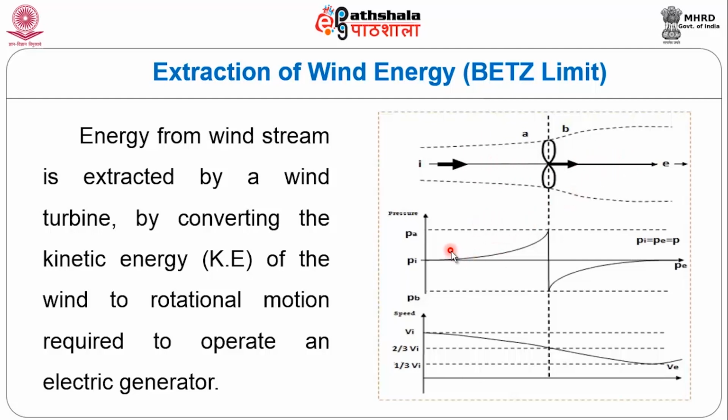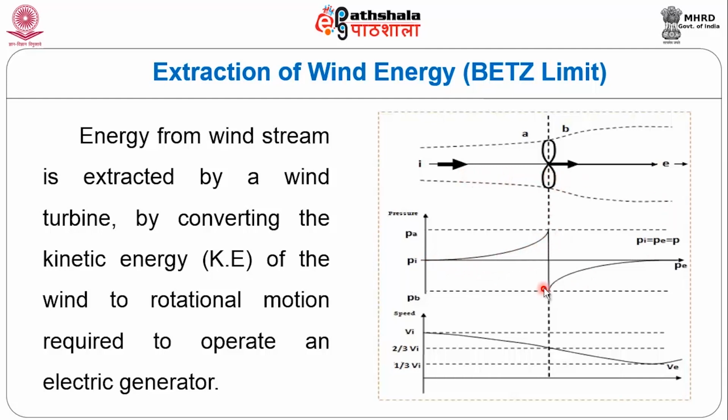And here we look at the pressure profile, and this is P suffix A, atmospheric pressure in the air, P suffix I, that is inlet pressure. And so, the inlet pressure, that pressure of the air, increases towards the wind turbine, that is the blades. So, when the air is flowing towards the blade, the pressure kept on increasing, and that is in the upstream.